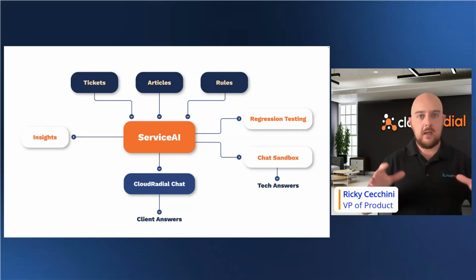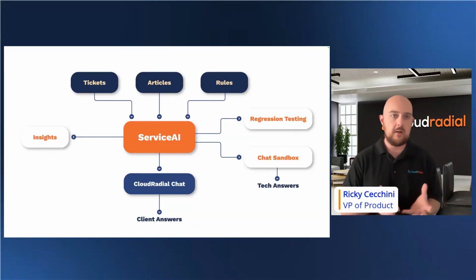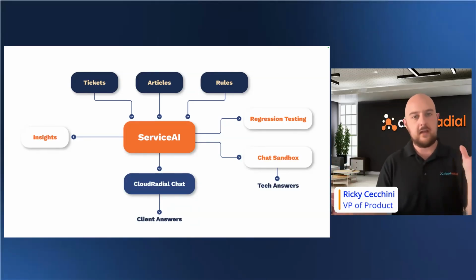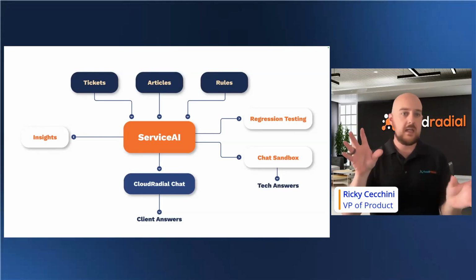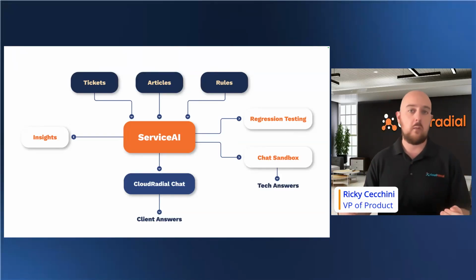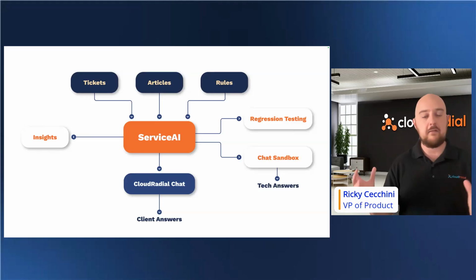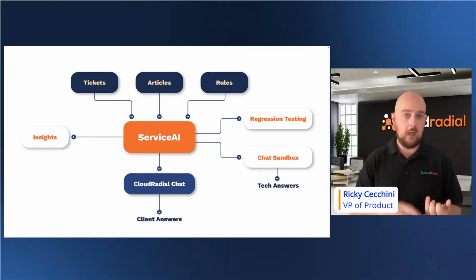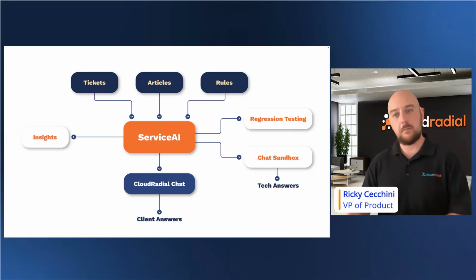But just to show you, this is essentially where this fits in CloudRadial's product mix. We've got our UCP client portal, we've got our chat. You can think of that kind of like the body and the mouth. Service AI is our brain. This is where we are taking this stuff, enhancing it with AI, and feeding these other platforms intelligence to be as helpful, contextual, and self-solving as possible.